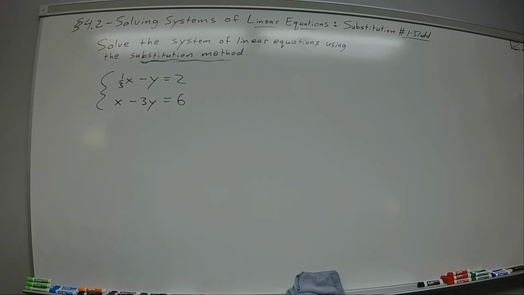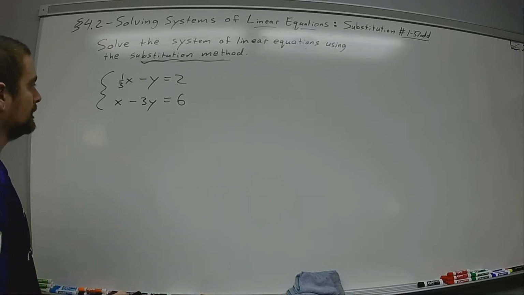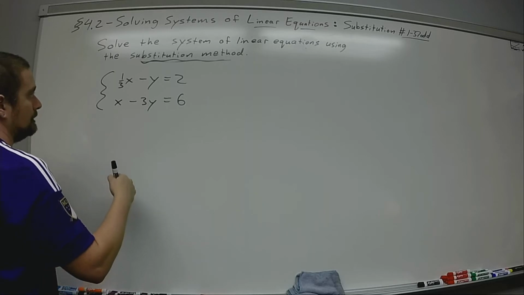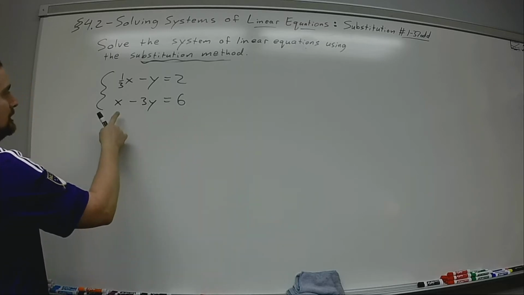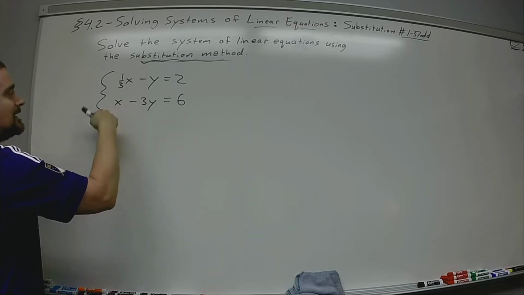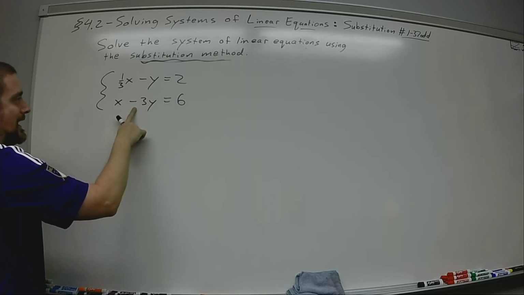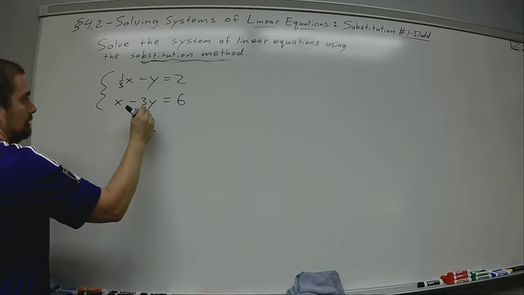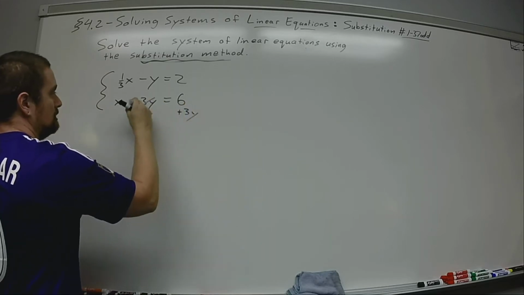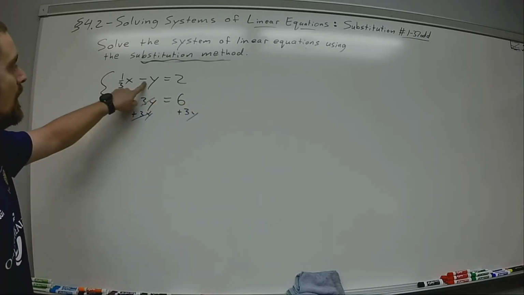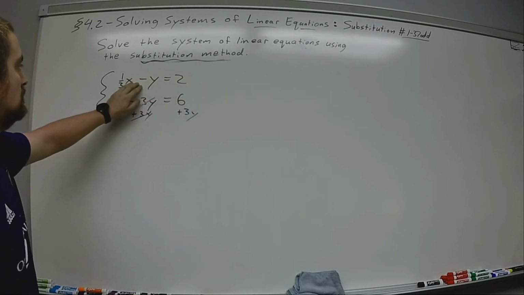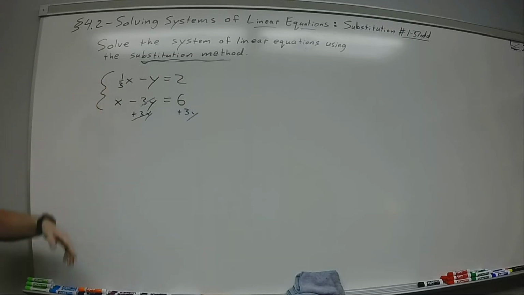So again, you have some choice. What do you want to solve for? In this case, let's say we want to solve for x in the second equation by adding 3y to both sides. Is that the only choice you can make? No. You could solve for y in the first equation, add y, and then subtract 2 on both sides. You could have y solved for in the first equation.